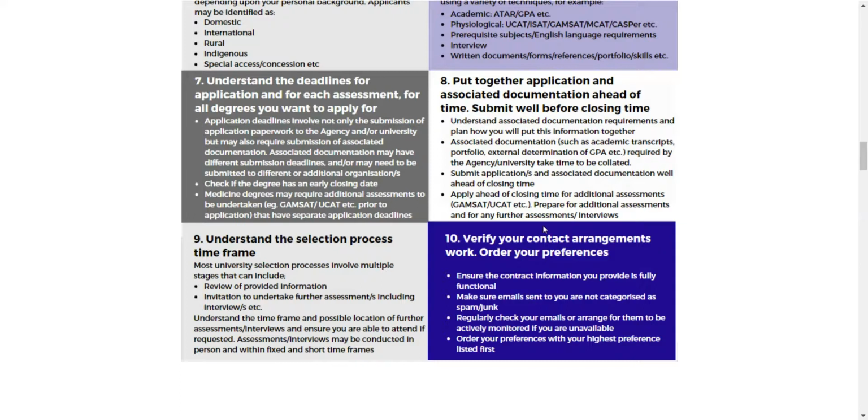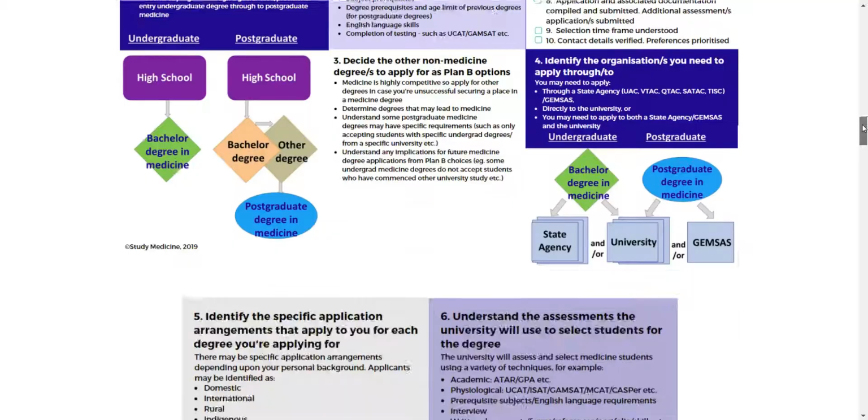Ensure that you're checking your email frequently, because the timeframes of acceptances for interviews and for offers, also for things such as accommodation offers, if you're looking for accommodation, are a very, very short time frame indeed. So that takes you through the 10-step application guide.